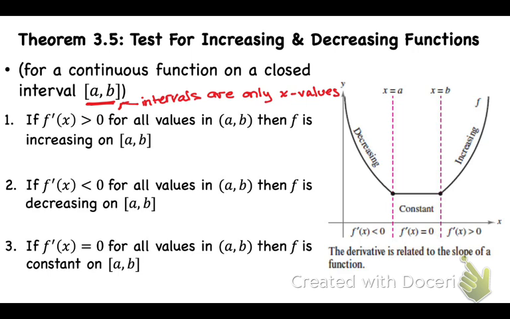Remember, the derivative is related to the slope of the function. So if the derivative is less than 0, the slope is less than 0. It's negative. So that means it's going down. If it's greater than 0, the slope is going up, because it's positive. Now, the next slide is directly out of the book, but I would not expect you guys to write every little word.